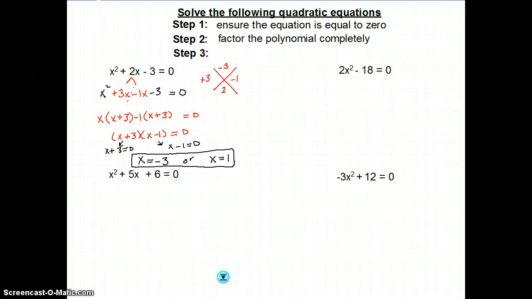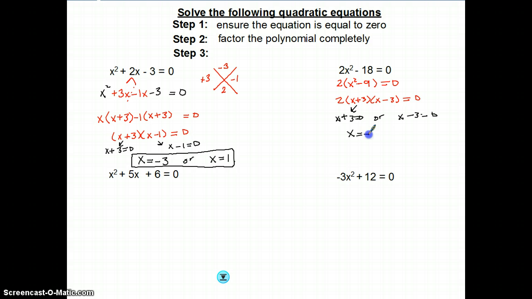On the left, again, it is already set equal to 0, so we simply need to factor. I factor out the GCF of 2, leaving me with x squared minus 9, and it's still equal to 0. Now notice we have the difference of squares. X squared minus 9 factors into x plus 3 and x minus 3. It's still equal to 0. Setting each of my factors equal to 0, I have x plus 3 equals 0, or x minus 3 equals 0. Solving, I find x can equal negative 3, or x can equal positive 3. So your two solutions are x equals negative 3, or x equals positive 3.